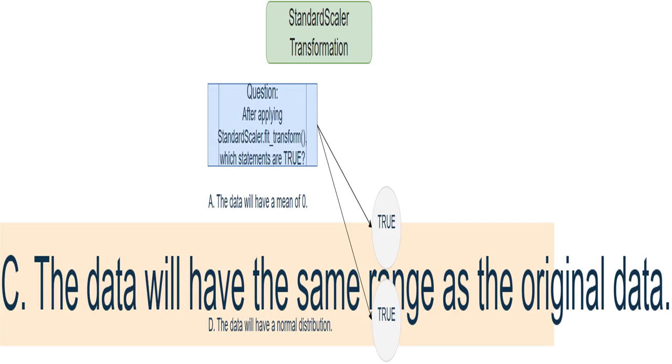This is false. StandardScaler changes the range of the data. The goal is to get a standard deviation of 1, which inevitably changes the range of values.